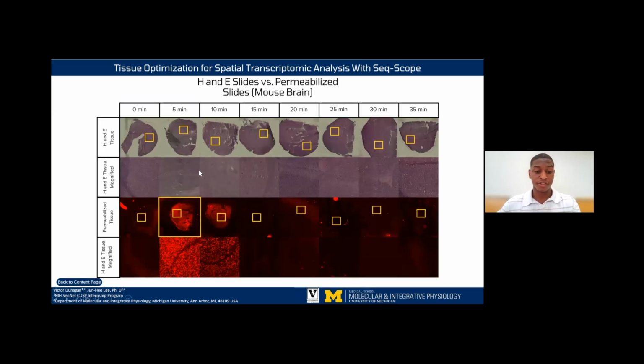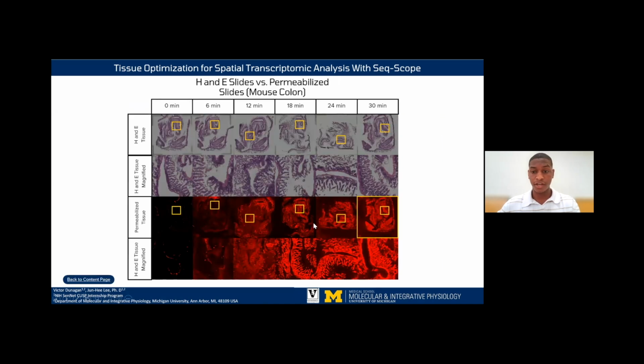And for the mouse brain tissues, we were able to determine that at the 5-minute time point, this is where we were able to collect the peak amount of mRNA. And for the mouse colon, at the 30-minute time point, this is where we were able to determine the peak condition as well.